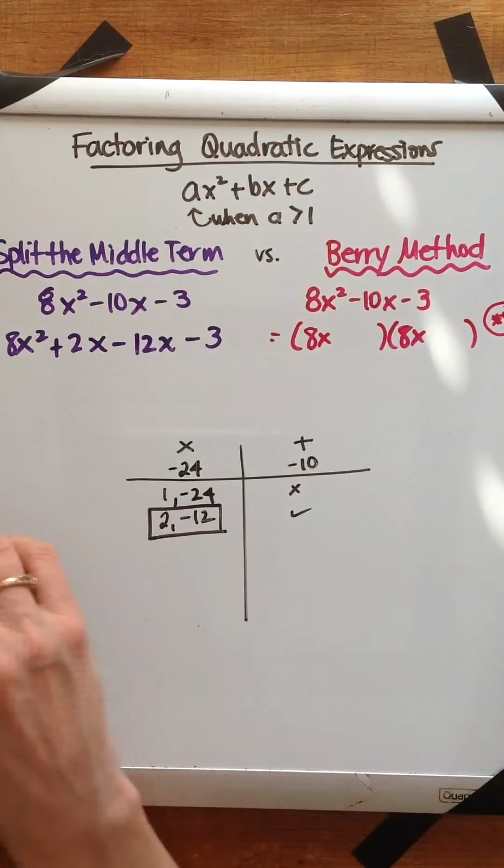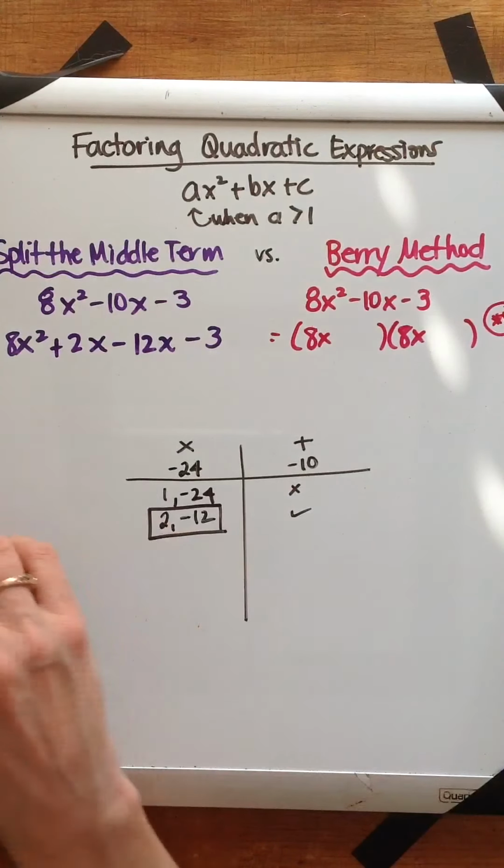To finish off Berry, I have to remove that extra intentional factor of 8. It is located here and here. And so my final answer comes out to 4x plus 1 times 2x minus 3. And upon quick inspection, you'll see that you get the same answer using either method.